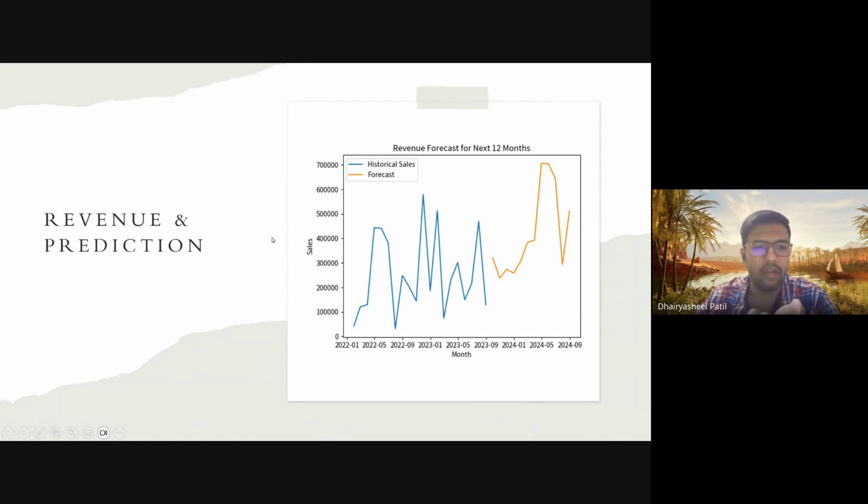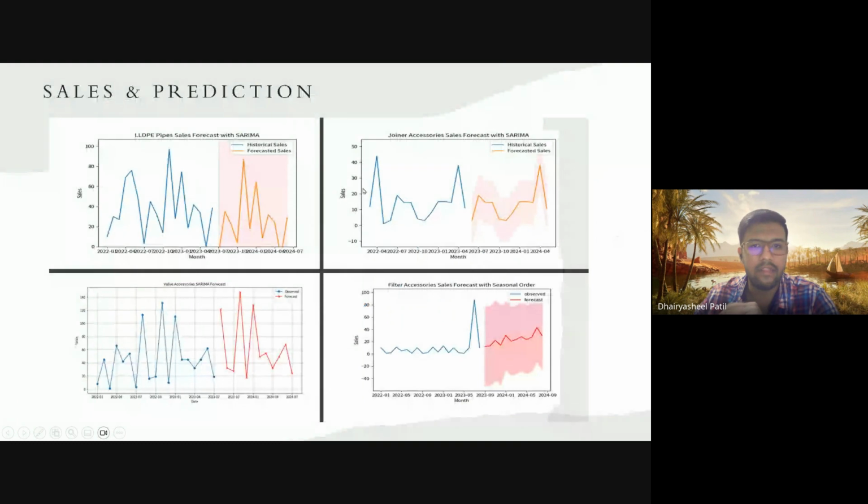And we implemented a SARIMA model for revenue prediction, to forecast what he could expect the revenue to be in the next 12 months. As we had data from 2022 to 2023, we used all the data we had at our disposal to see if we could have some forecast. Similarly, for different categories, we did it for revenue, and now we are doing it for sales per category.